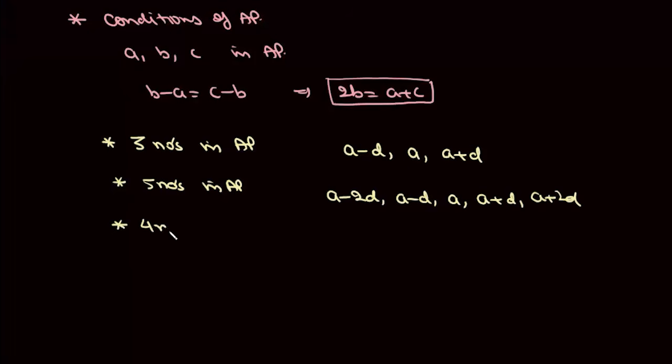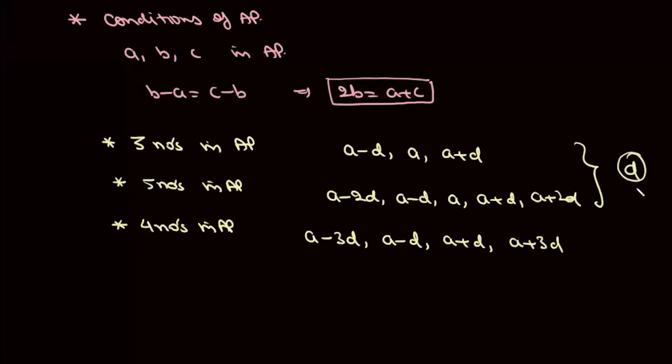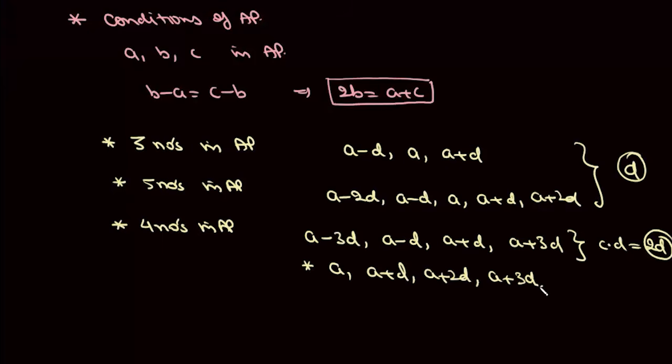And if we have to choose 4 numbers in AP, then we can take them as A minus 3D, A minus D, A plus D, and A plus 3D. Now, in the first two cases, common difference is D, but in this third case, common difference is not D but 2D. Or you may simply take it as A, A plus D, A plus 2D, and A plus 3D, whichever is simple for you. Condition that three numbers are in AP, it is twice B equals A plus C.